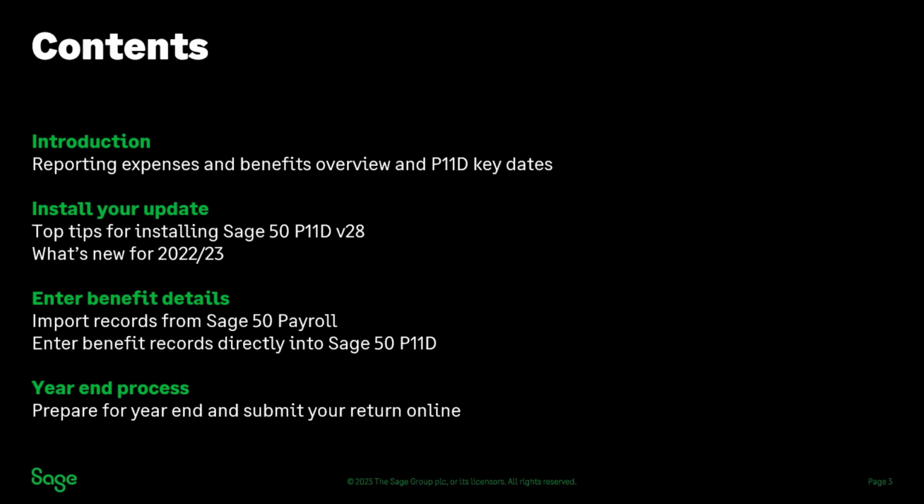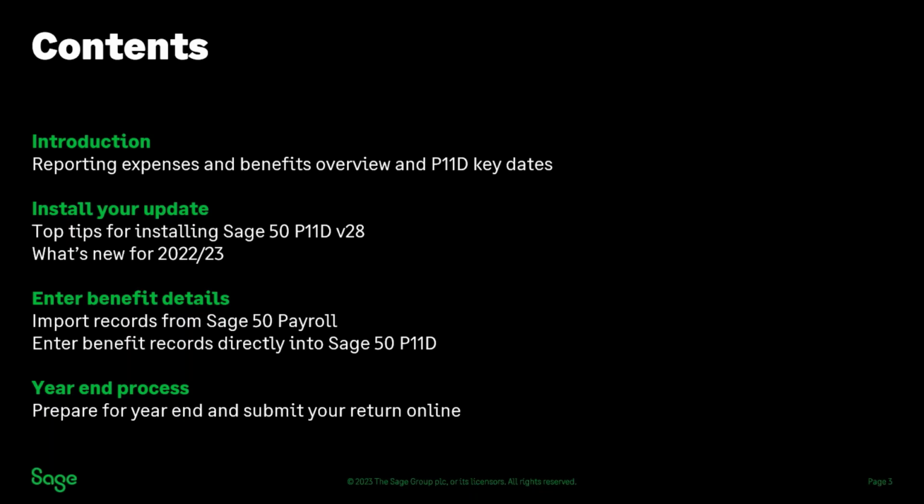We'll then take a look at using P11D and entering benefit details. So we're going to cover briefly importing records from Sage 50 Payroll, which is a useful way of getting up and running if you're using the software for the first time. And we'll also take a look at entering benefit records directly into P11D and how to navigate the software.